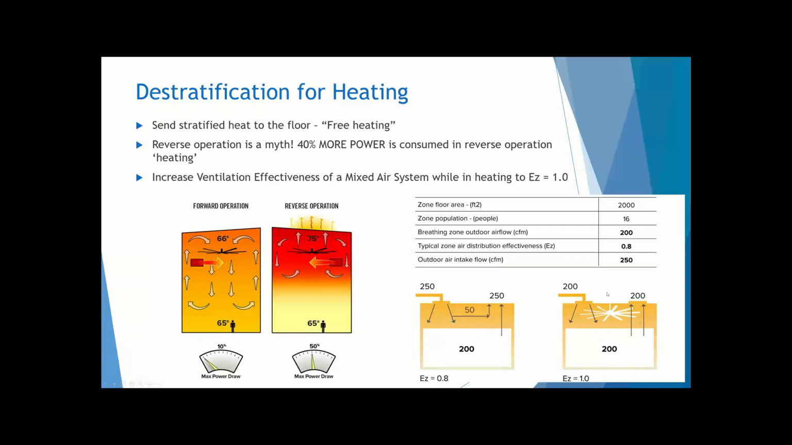In this application with the HVLS fan, we're mixing the system well. We're sending all the heat down to the space, and the air from the equipment now reduces by 50 CFM because you're using all of the air, and you can reduce your equipment load that way. So that's a real example of how to reduce your energy load just through ventilation effectiveness on its own.